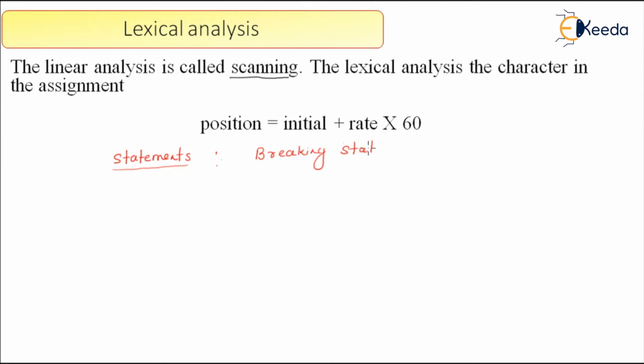Statements into smaller units. So what is required here, suppose this is position = initial + rate * 60. The idea is that I will linearly scan this entire statement one after another, and then I will break the statement into smaller units, and these smaller units are basically, and later we'll understand, called tokens. Okay, so we will break it down into tokens, and lexical analysis is also known as the token generator.